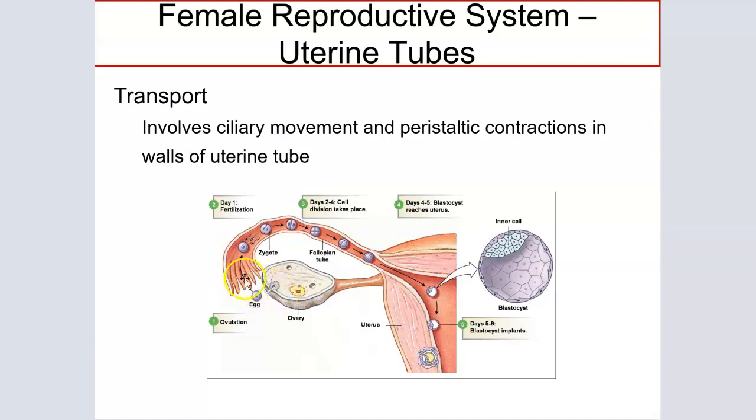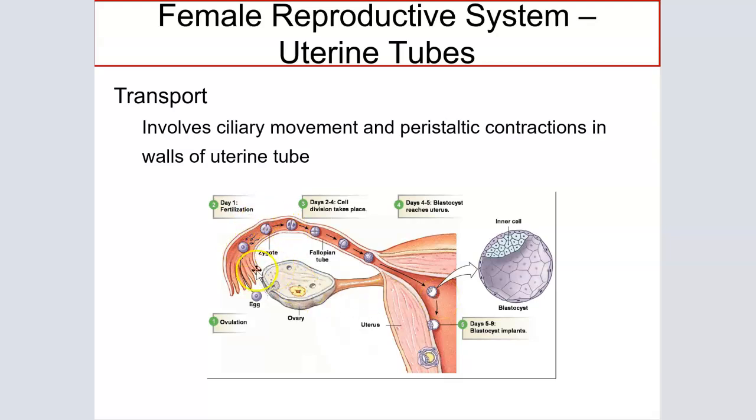Again, you can see here that they don't come in direct contact. There's a small space, and there will be fluid and cilia that are going to help suck that egg up into the fimbriae. And then once it gets moved in, it's going to be transported all the way to the uterus. And it takes a few days for that to happen.